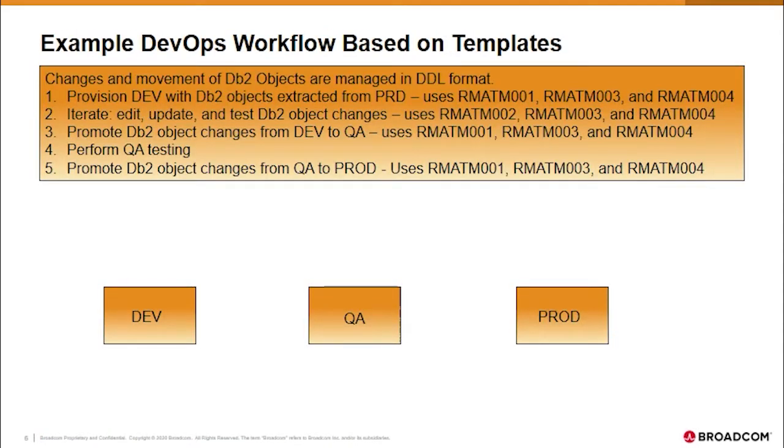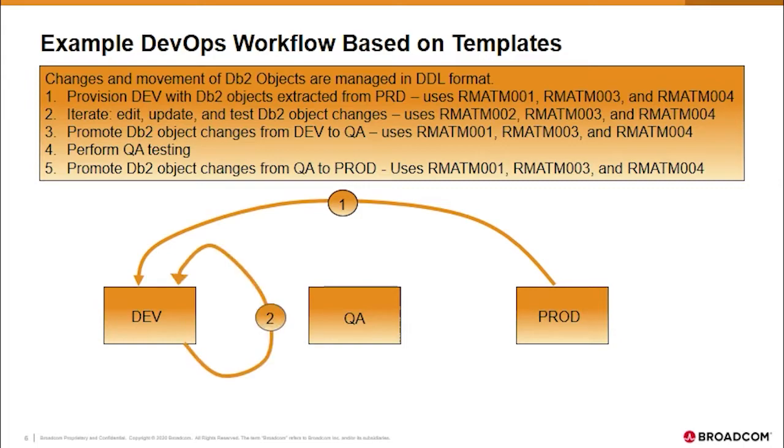Before talking about the sample JCL we provide, let's take a quick look at an example of a typical DevOps workflow. In this case, we are working with three environments: development, production, and QA. The first step is to provide the development environment with the current state of the objects from the source production environment. To do this, DDL is extracted for objects from the production environment and used to update the target or development environment using the first, third, and fourth templates.